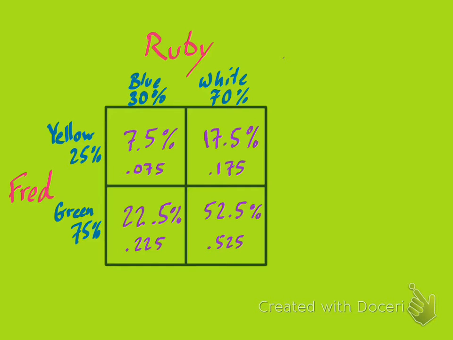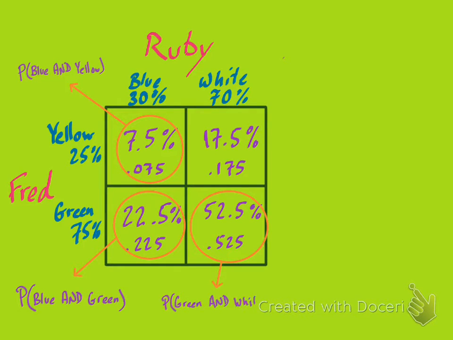And as we saw in the last video, each one of these numbers represents an and situation. For example, the probability of blue and green paint showing up at this graffiti removal project is 22.5%. The probability of blue and yellow is 7.5%, and the probability of green and white is 52.5%, and so on. So all of the numbers inside each cell of this area model represent an and kind of situation, which, as we're now saying, is called an intersection of events.